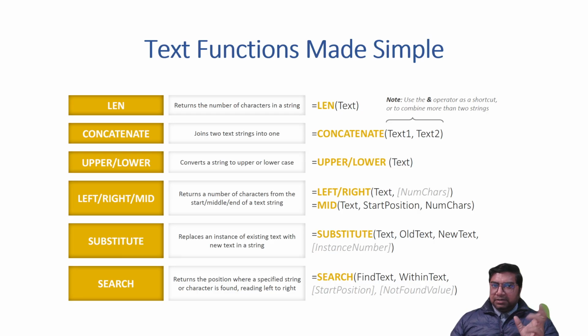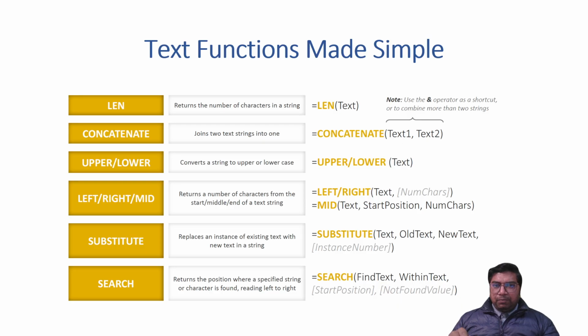Text functions made easy. Let's first understand what the text functions in Power BI are. The first is LEN. LEN simply returns the number of characters in a string. The function is LEN and the text. Second is CONCATENATE, which means joining two text strings into one. So CONCATENATE text 1 and text 2, and put a comma between these two texts.